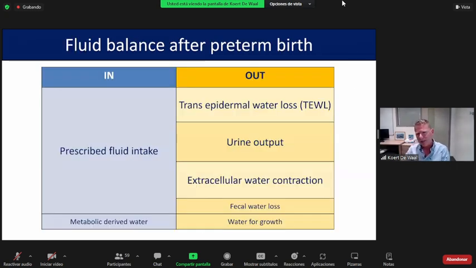However, after preterm birth, this fluid balance and sodium-water balance becomes very different, because what goes in is mostly us prescribing the fluid. And what goes out, there is a higher proportion in preterms which is transepidermal water loss. The urine output is slightly different. There is a component of extracellular water contraction and some smaller components in there.